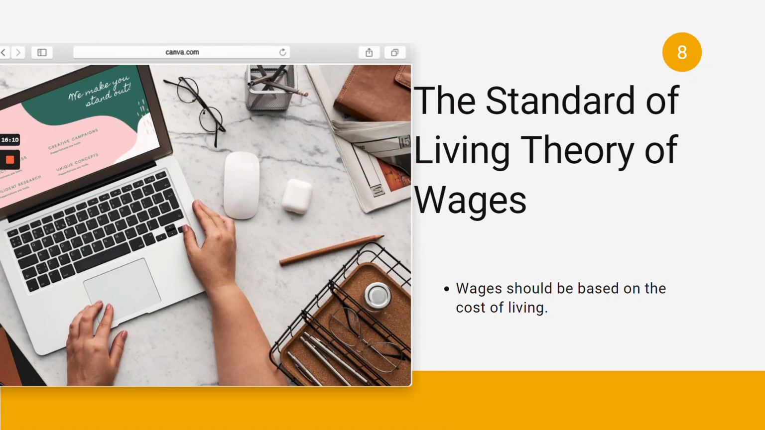Next is the standard of living theory of wages. This states that wages should be based on the cost of living. And what is the cost of living? Cost of living is the amount that you need in order to live decently. Decente nga pagkabuhi. When we say decent, meaning you have enough: you are able to eat three times a day, you have snacks, you're able to buy clothes, you are able to pay your rent or mortgage, you can buy medicine and all the things that you need, and you can send your kids to school. So that's what the cost of living is.